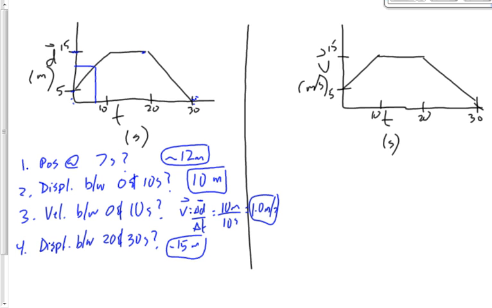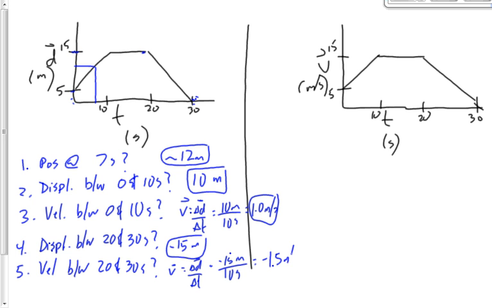Now you want to find the velocity between 20 and 30 seconds? Well, it's going to be displacement over time, which is negative 15 meters divided by a time of 10 seconds, which gives me negative 1.5 meters per second. Hey, that negative is important, right? A negative slope means that it's going in the reverse direction, going backwards.